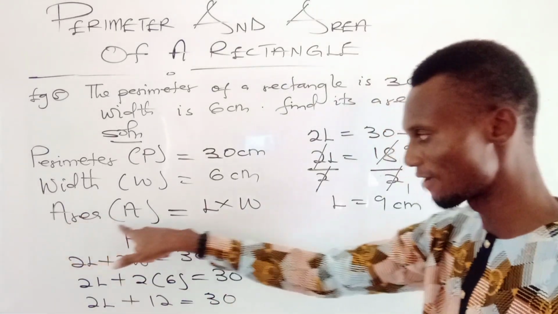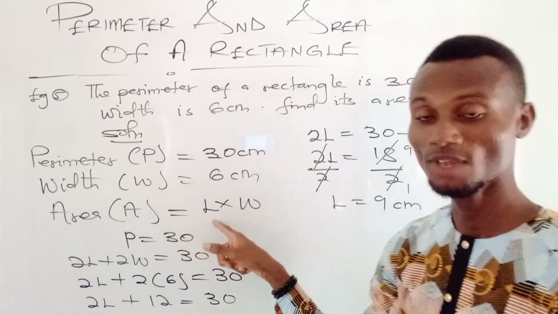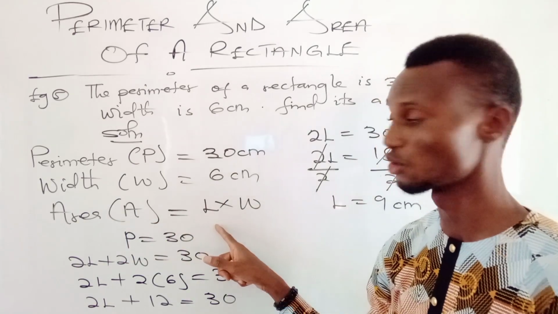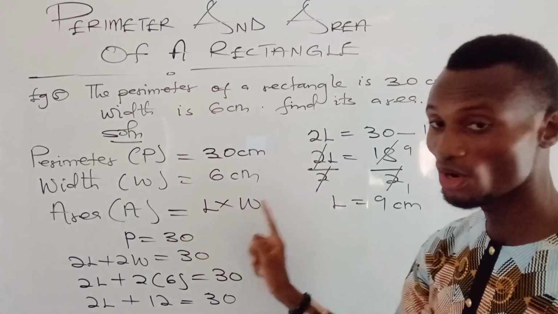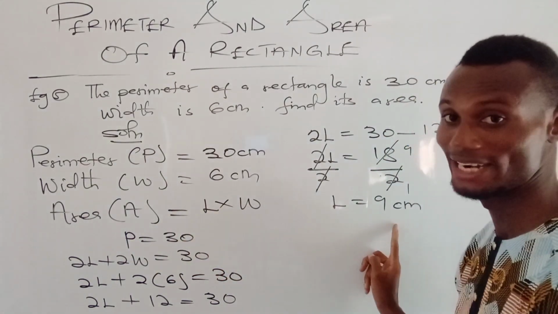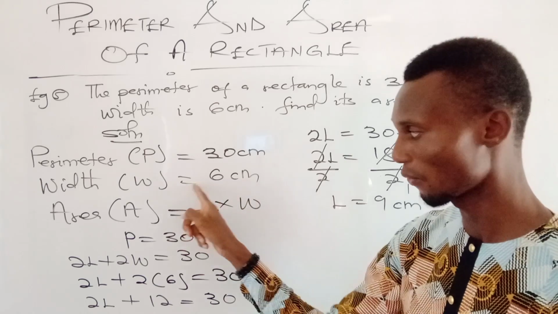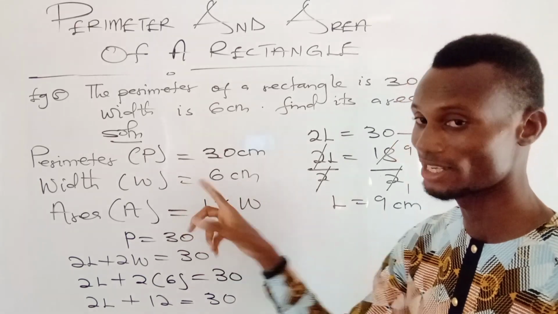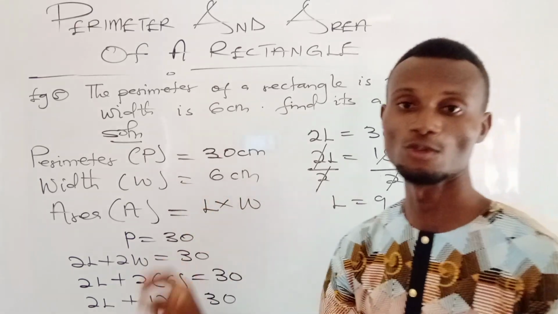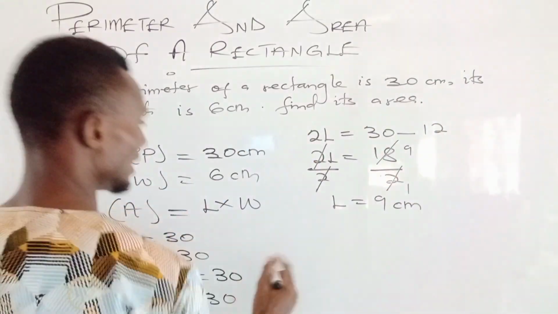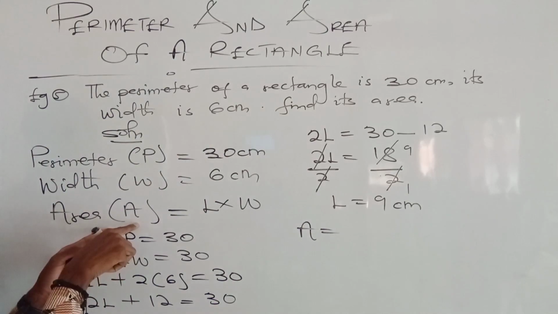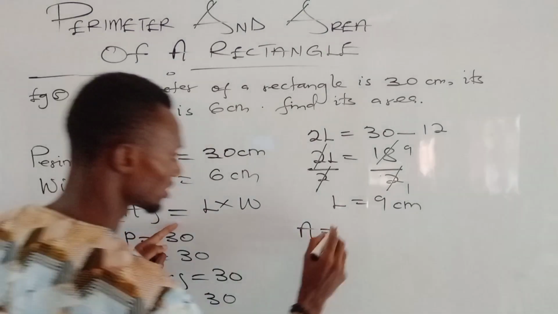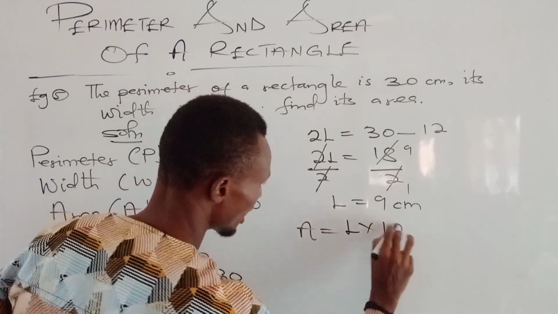That's why we place the formula for finding the area of a rectangle there. So we said the area equals length times width. Now we know our length is 9 centimeters, and from the question we know that the width is 6 centimeters. So let's use it now to find the area. So my area, A, equals the length times the width.